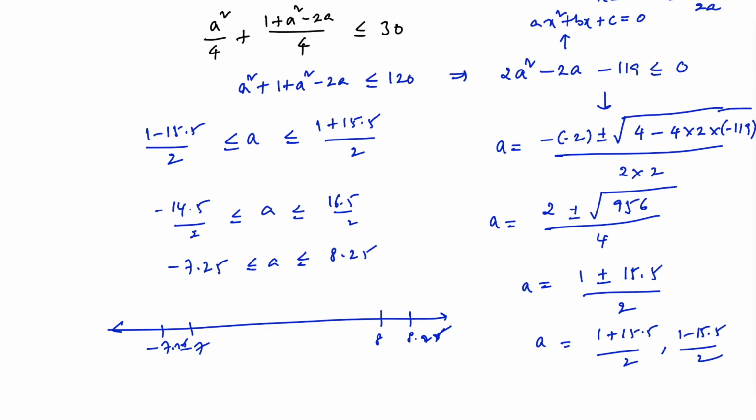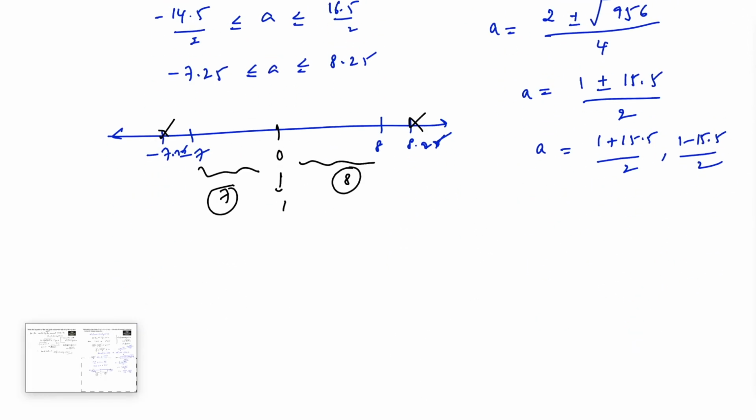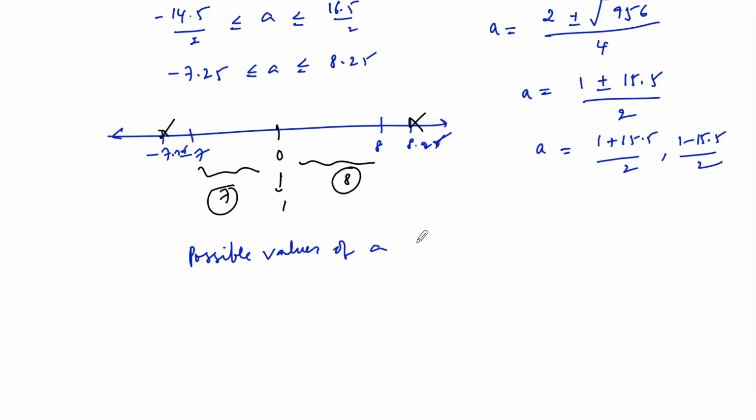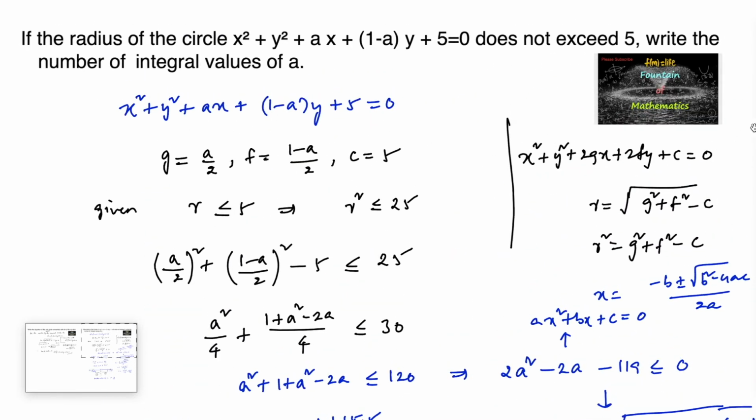So between these two values, from 0, if you can count, here 8 are there and here 7 are there, and this is 1. 0 is also an integer. So total 8 plus 7 is 15, 15 plus 1 is 16. So the possible values of A to satisfy this inequality is 16. These are integers. So the number of integral values of A is 16. Okay.